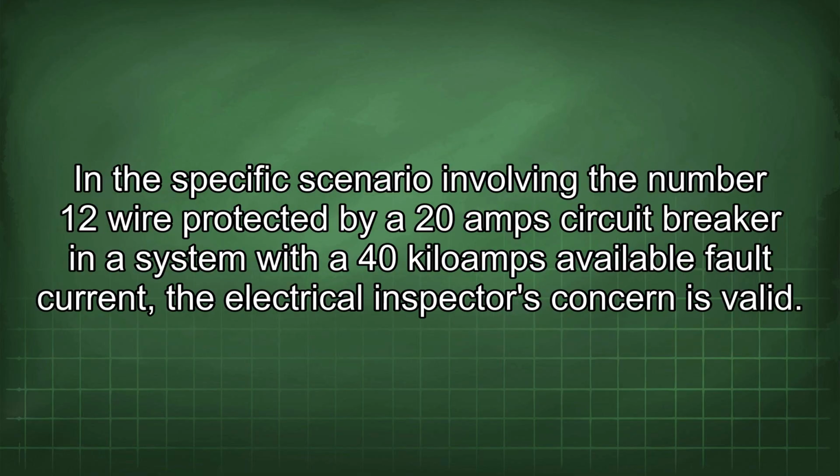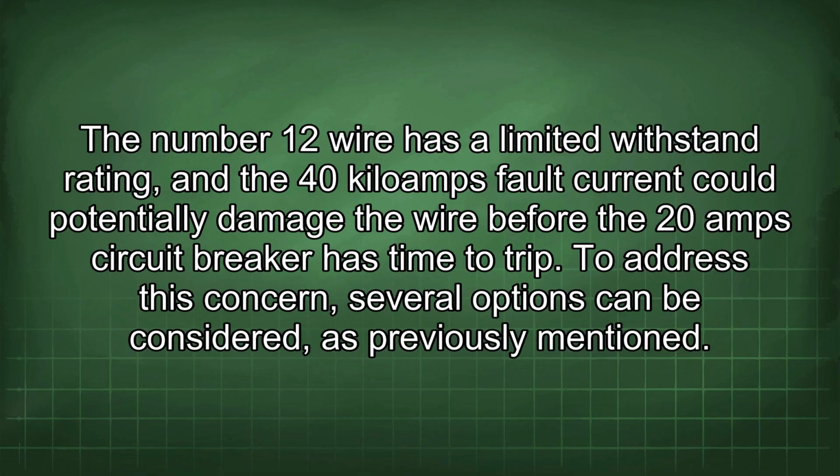In the specific scenario involving the number 12 wire protected by a 20 amp circuit breaker in a system with a 40 kA available fault current, the electrical inspector's concern is valid. The number 12 wire has a limited withstand rating, and the 40 kA fault current could potentially damage the wire before the 20 amp circuit breaker has time to trip. To address this concern, several options can be considered, as previously mentioned.